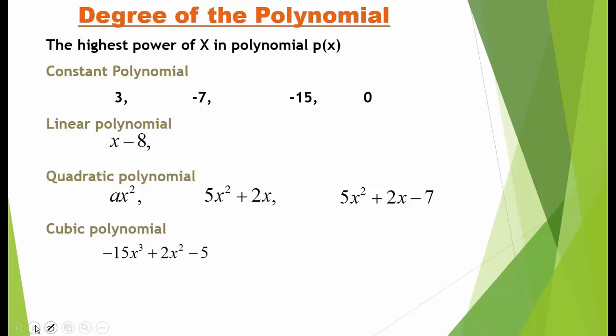And then we discussed what the degree is. The degree is the highest power of any variable, say x or y, in any polynomial. On the basis of degree, we discussed four types of polynomial. First is the constant polynomial, whose degree is 0. For a linear polynomial, the degree is 1. Similarly for quadratic, the degree is 2, and for cubic, the degree is 3. And 0 is known as the zero polynomial.